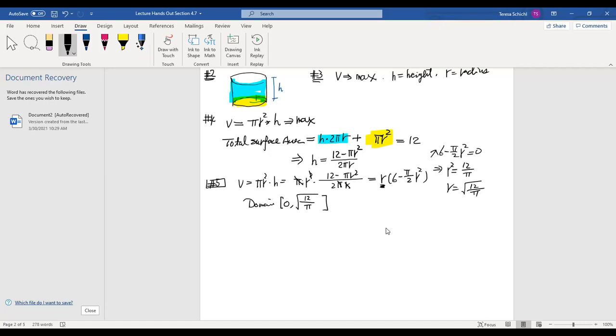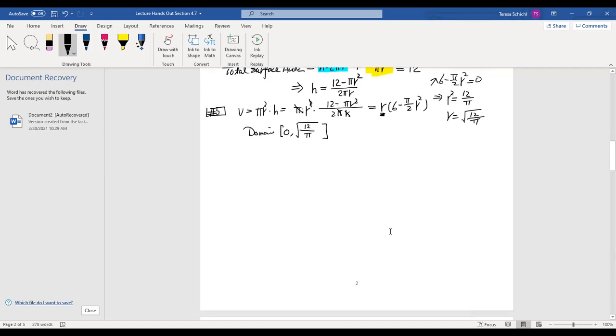Okay, so after that, step number 6 becomes easier. If you want to simplify this a little bit, you will say this is 6r minus pi over 2 r cubed here. Now step number 6, you will find the derivative, right? So we use V of r, because r is the radius here. So the derivative of V of r is 6 minus pi over 2 times 3 times r squared. Correct?